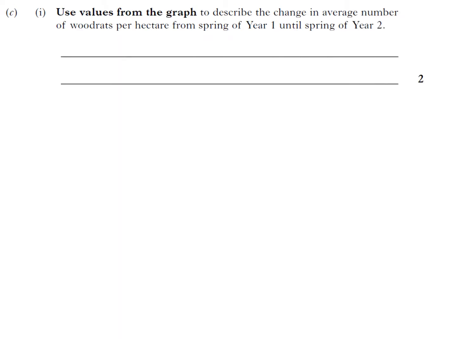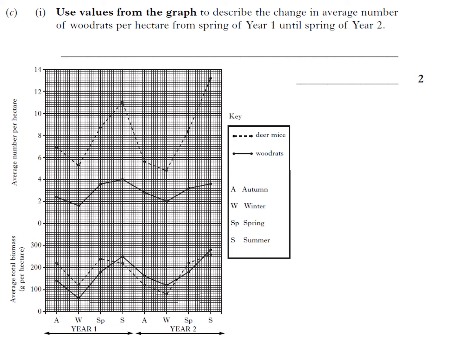Okay, use values from the graph to describe the change in average number of wood rats per hectare from spring of year 1 until spring of year 2. So values from the graph, this is a describe one. So we're looking for wood rats per hectare, so it's this number that I'm reading off, and we are going from spring of year 1 till spring of year 2.